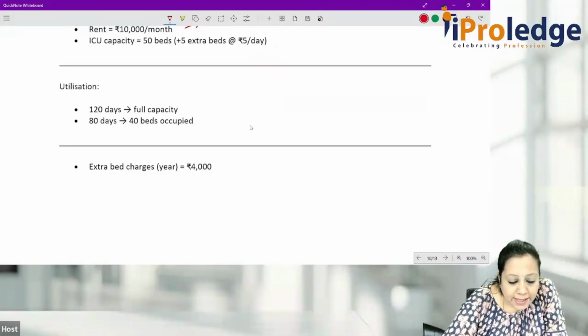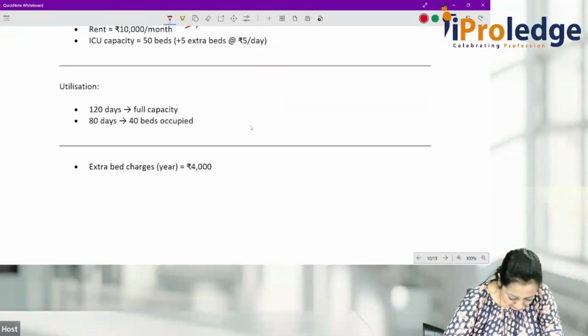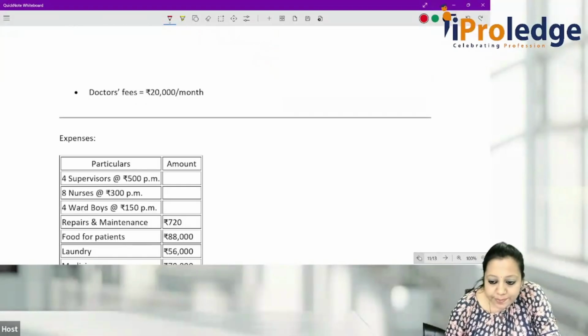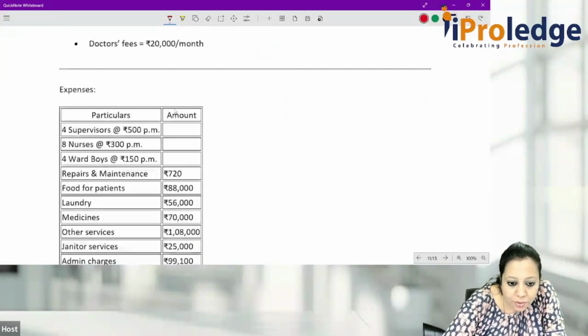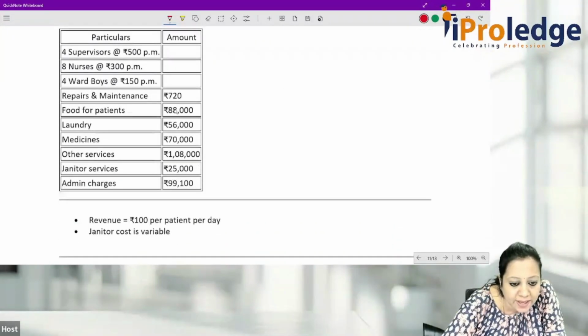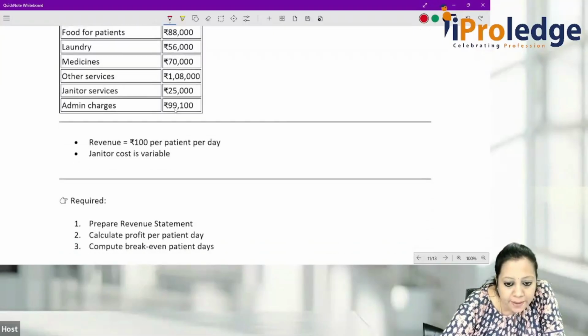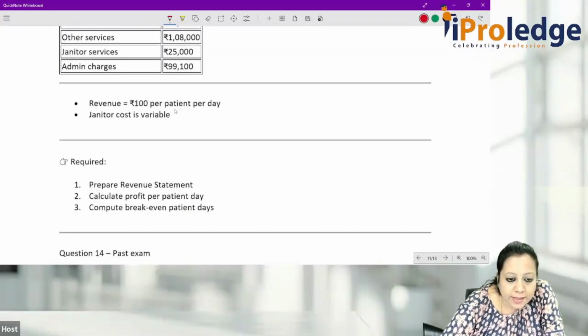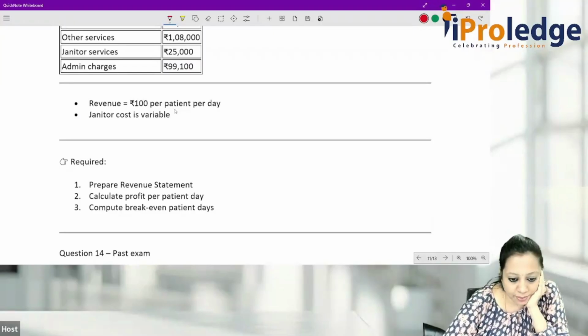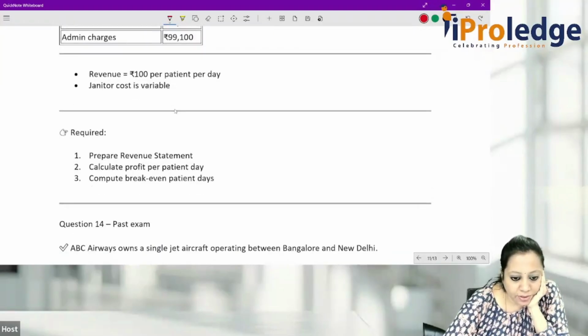120 days full capacity, 80 days 40 beds occupied. Okay. Now extra bed charges, doctors' fees. Then we have four supervisors, nurses, ward boys, repairs and maintenance, food for patients, laundry, medicines, other services. Then we have janitor services and administrative charges. Revenue is 100 per patient day. This janitor services variable they have given. So prepare the revenue statement, calculate profit per patient day, and compute the break-even point in patient days.